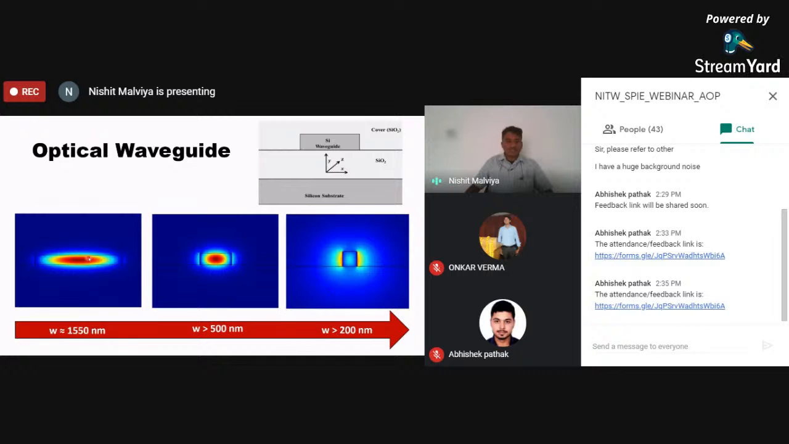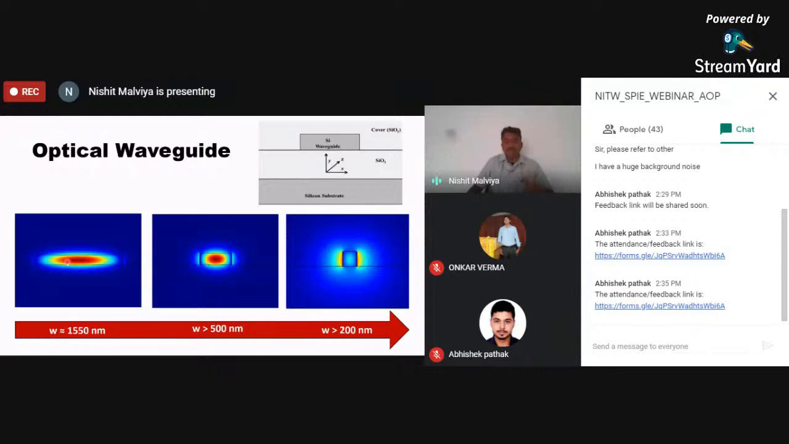Here I'm showing you what happened when we reduce the size, because now I'm talking about the miniaturization of optical devices in photonics. When we are miniaturizing and reducing the size of this optical waveguide, what happens? The discontinuity in the boundary's optical field is very high.